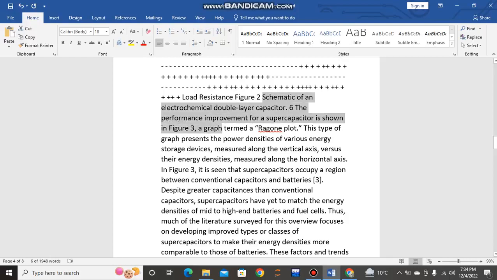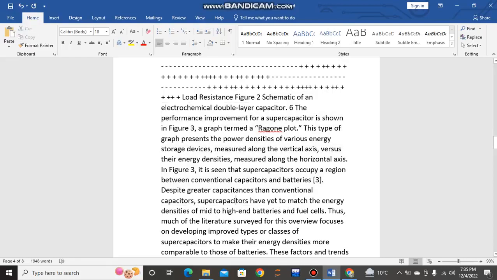The performance improvement of the supercapacitor is shown in a graph termed a Ragone plot. This type of graph represents the power densities of the various energy storage devices measured along the vertical axis versus their energy densities measured along the horizontal axis. It is seen that supercapacitors occupy a region between the conventional capacitors and batteries.